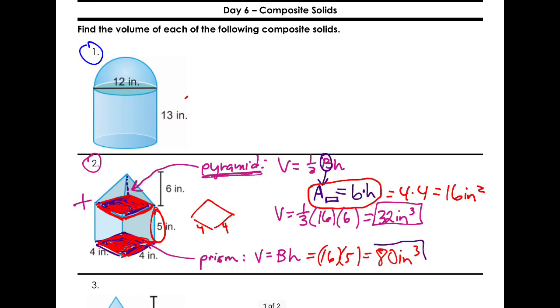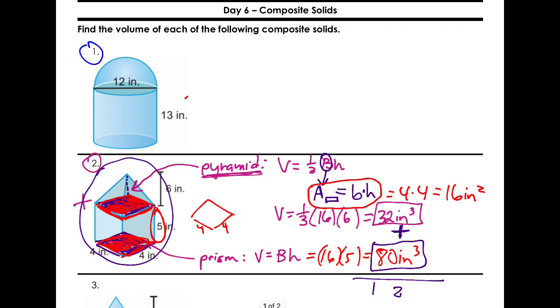Don't just look on a multiple choice test at the answers and see a 32 and grab it, or see an 80 and grab it. Remember, you have to look back and see if you answered the actual question, which was to find the volume of the composite solid. So now you have to actually add them together because they are joined together. So if we add 32 and 80 together, we get 112 inches.